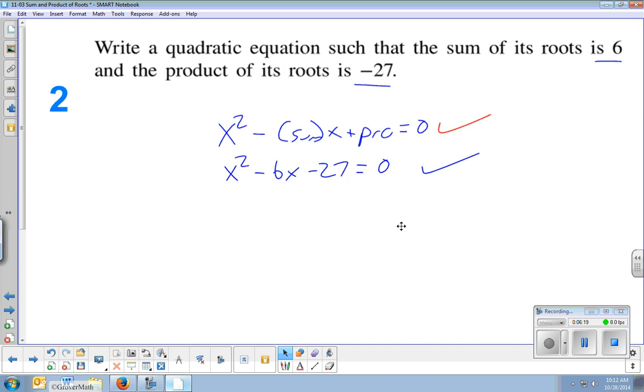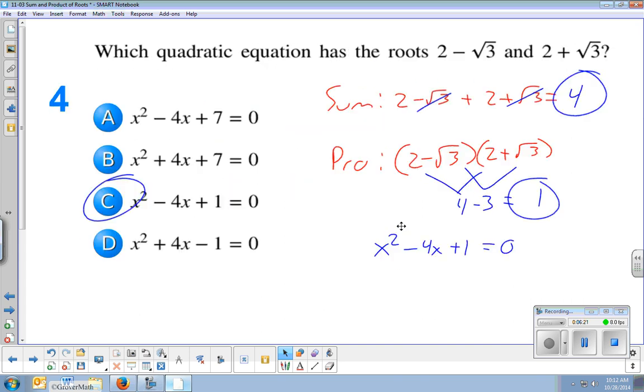And sometimes you're going to be given the sum and product. Sometimes you actually got to calculate the sum and the product and then plug it in.